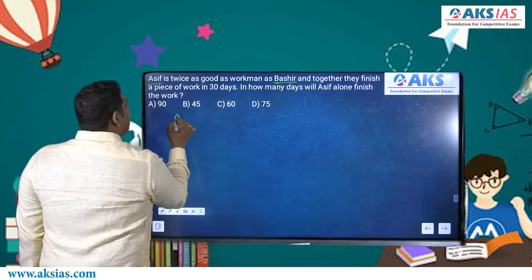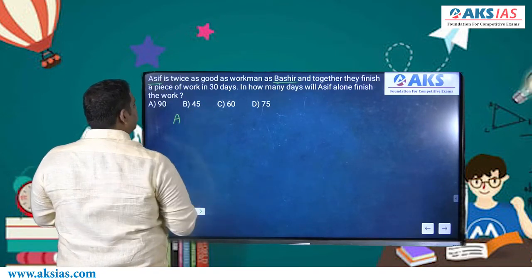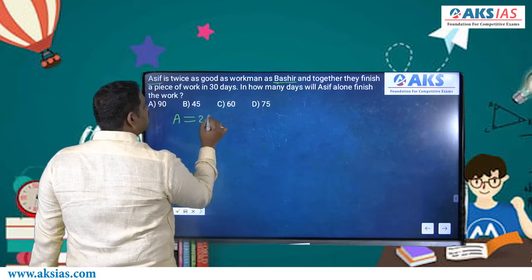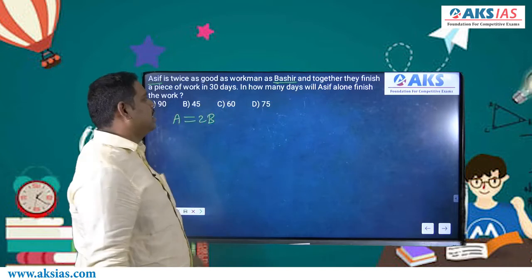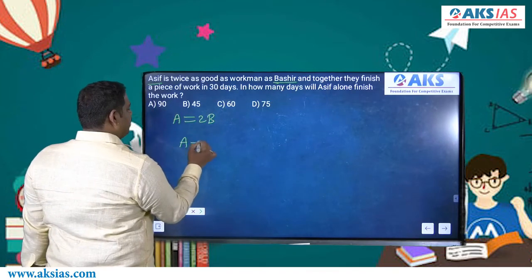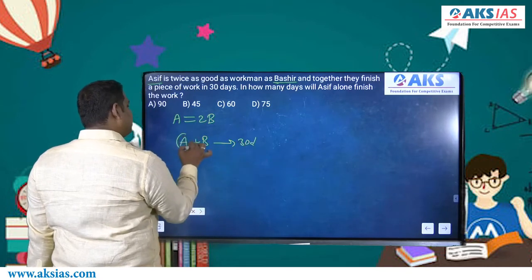That means Asif is twice as good a workman, right? So Asif is equal to 2 times Bashir. And together they finish a piece of work in 30 days. That means A plus B. How many days can they complete it? 30 days. So I am replacing A with 2B.